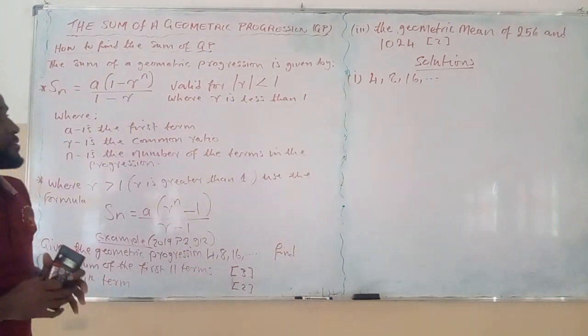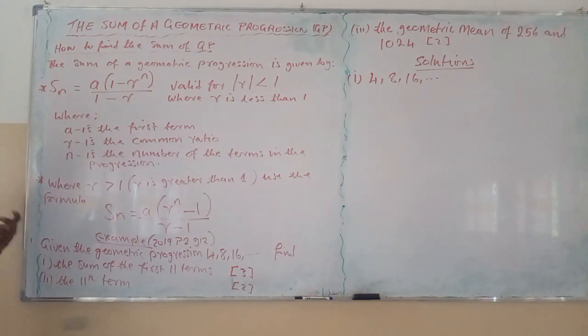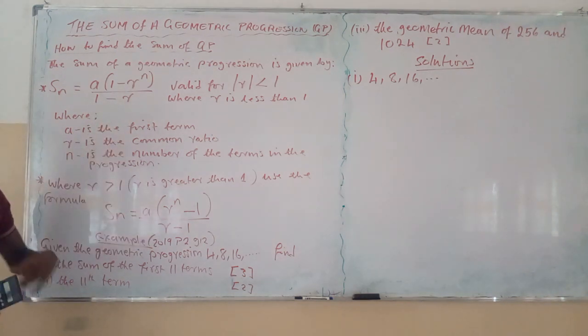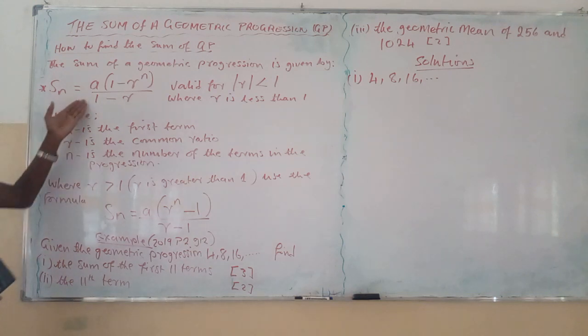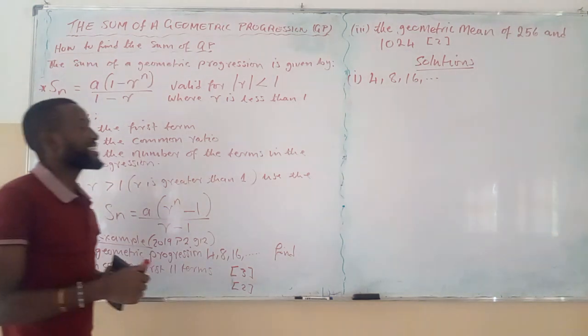Before we write the formula, look at this. There are two formulas here because we don't know which formula we need to use. The only thing that can tell us which formula to use is the common ratio. So we need to first find the common ratio, then we shall know which formula we are going to use, either this one or this one. Okay? So now let us find the common ratio.